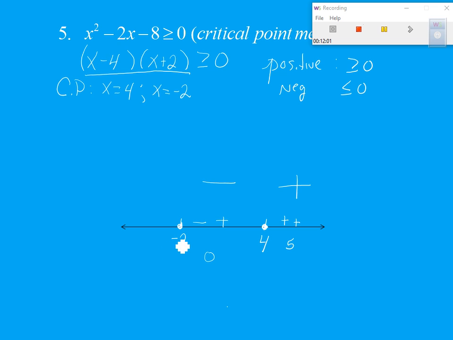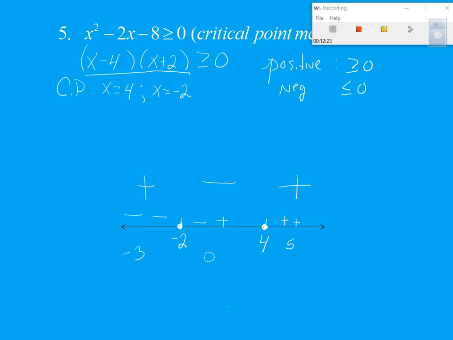Now I'm going to pick a number less than negative 2, so I'm going to pick negative 3. Negative 3 minus 4 is negative. Negative 3 plus 2 is also negative. A negative times a negative is a positive.